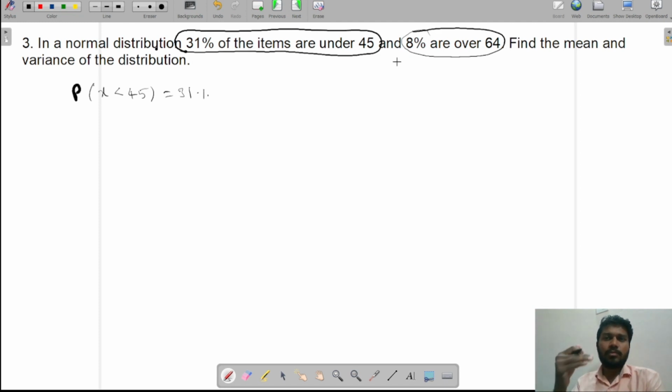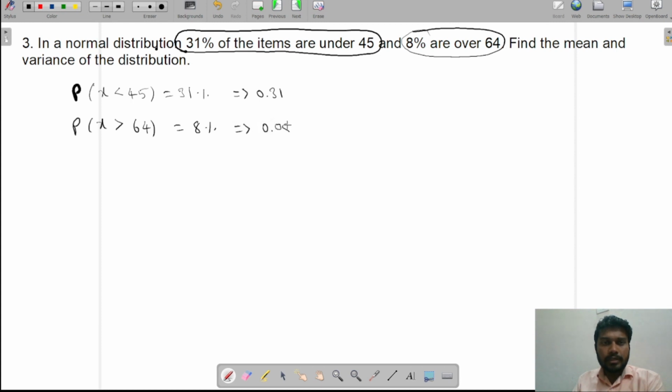Can I say above 64? Yes. Then how can you denote this in terms of probability? We can denote it as P of x greater than 64 is equal to 8 percent. Is it clear, everyone? Yes. So this 31 percent, can I say 0.31, and 8% means 0.08. Okay. So this is about the given question.